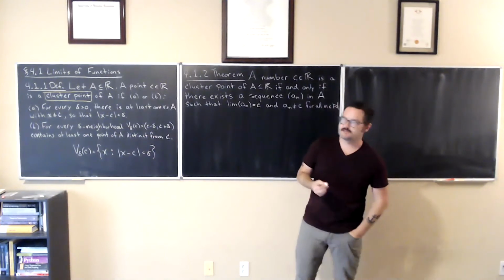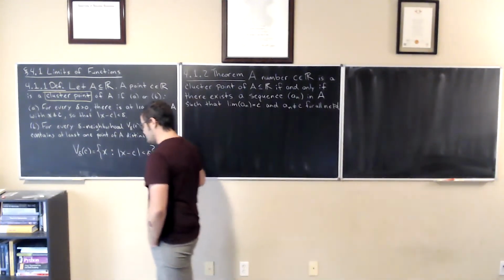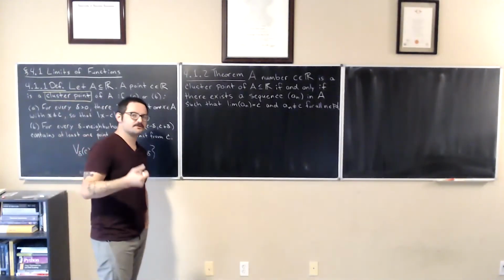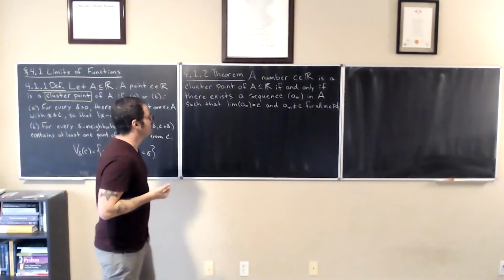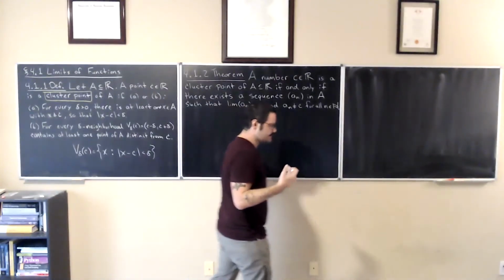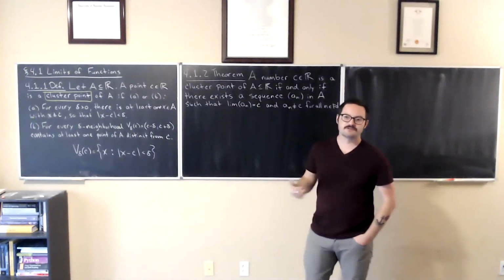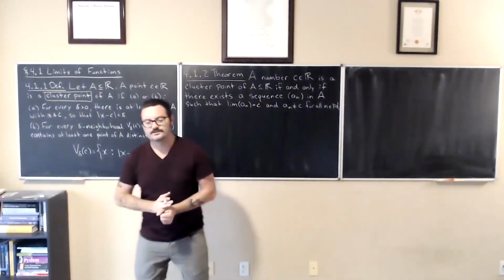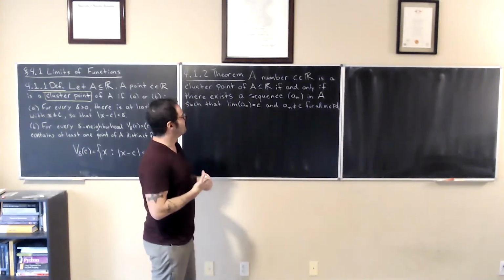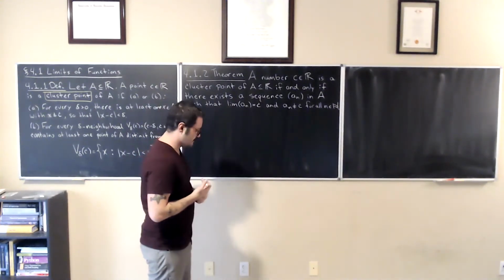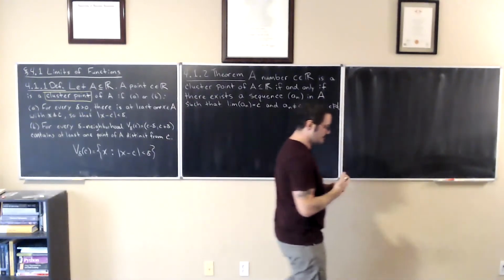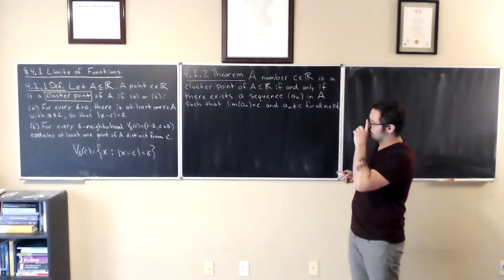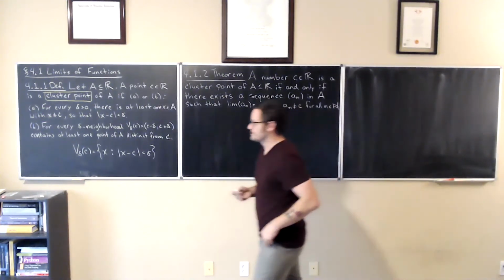So this theorem states that a number C is a cluster point of a set A if and only if, so it's biconditional, if and only if there is a sequence of elements in A that converges to C and none of those elements equal C. Okay, so this is a characterization of cluster points for a set A. Okay, so it's a biconditional statement, so we have to prove two things. So let's go ahead and get started.